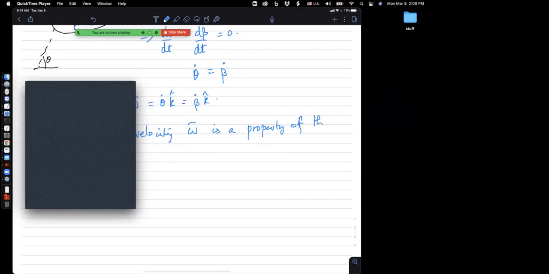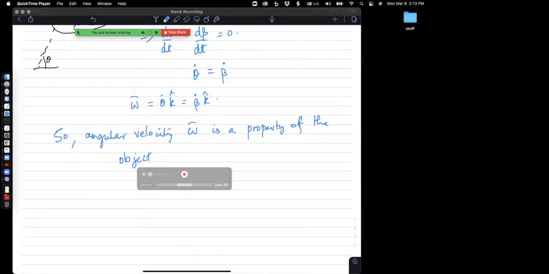of the object. Professor, will you remove your chat window? It's blocking your handwriting. Oh, I see. Sorry. Thank you for letting me know. Cool. Okay.